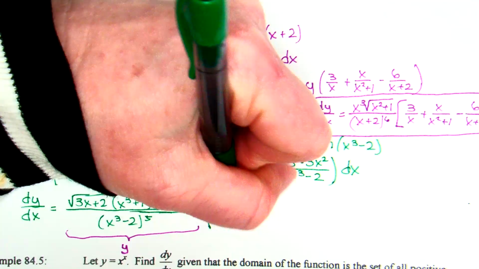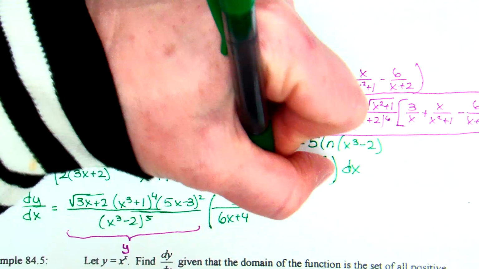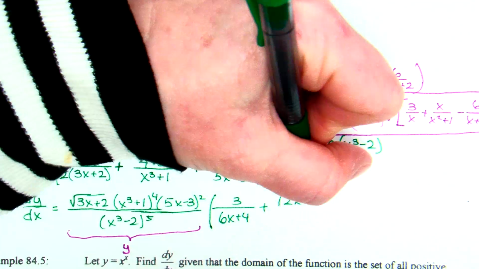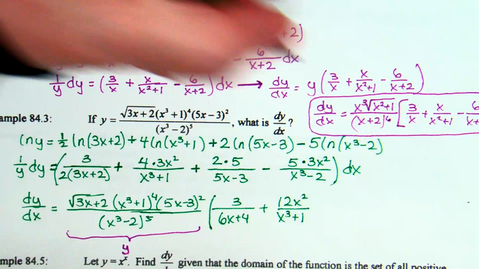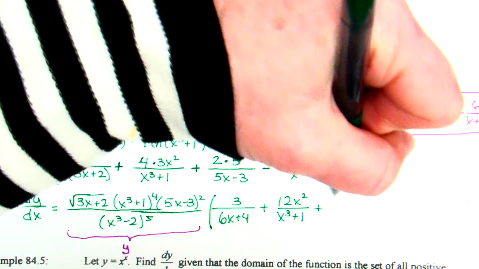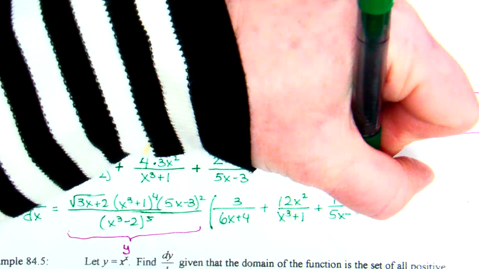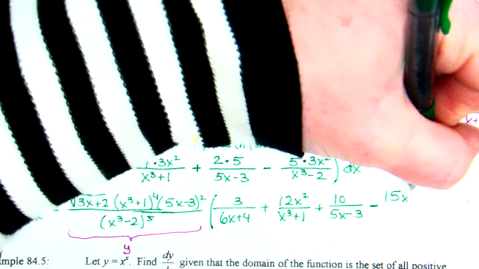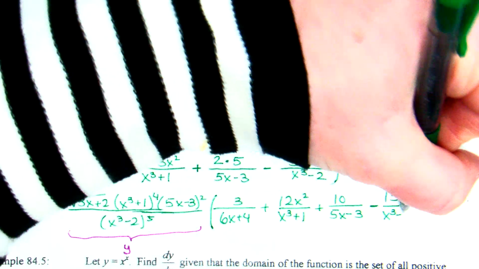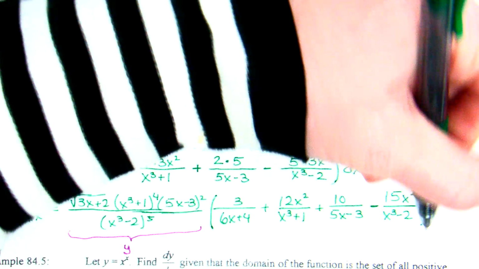So 3 over 6x plus 4, plus 12x squared over x cubed plus 1, plus 10 over 5x minus 3, minus 15x squared over x cubed minus 2.